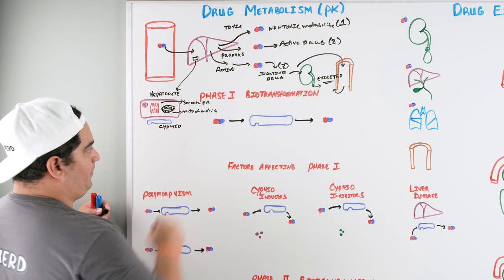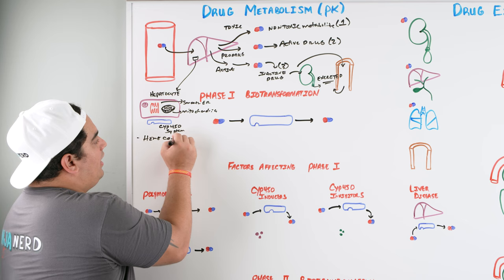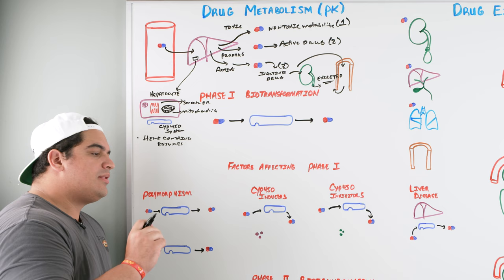And this is a system of heme-containing enzymes. So what are these? These are heme-containing enzymes. Now, what's important about these enzymes, we have to talk a little bit about them. All right, so when we talk about the CYP450 enzymes, there's actually some different types of families that we have to talk about that are very important.